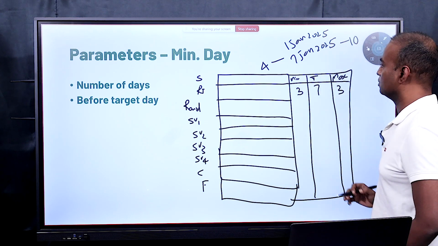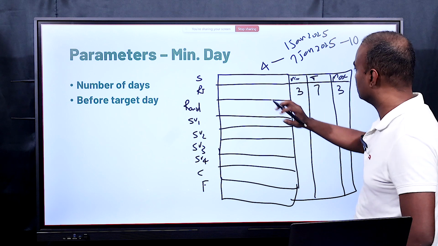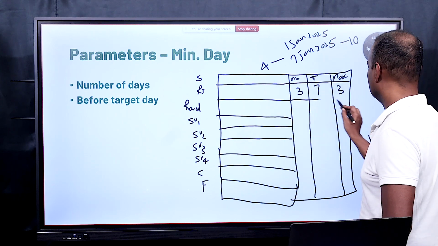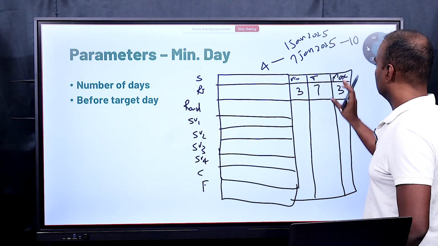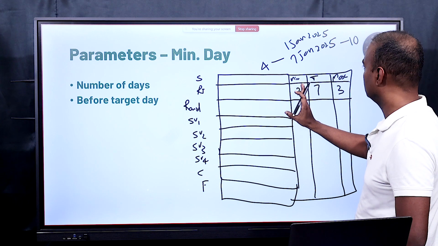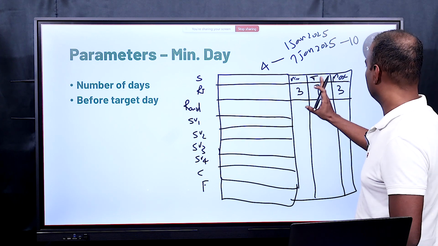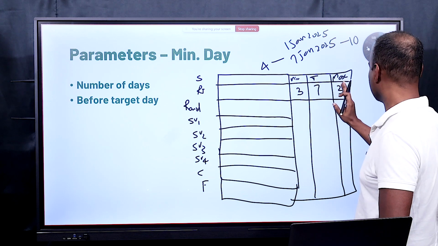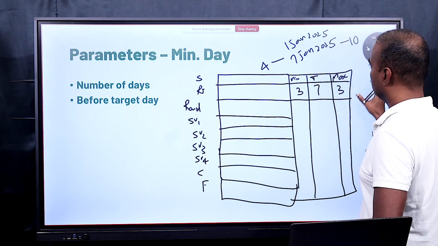So basically what the system says is he can come for that visit from 4th Jan to 10th Jan. Okay, target day: if I am giving min day as 3, it is 4th Jan. If I am giving max day as 3, it is 10th Jan.